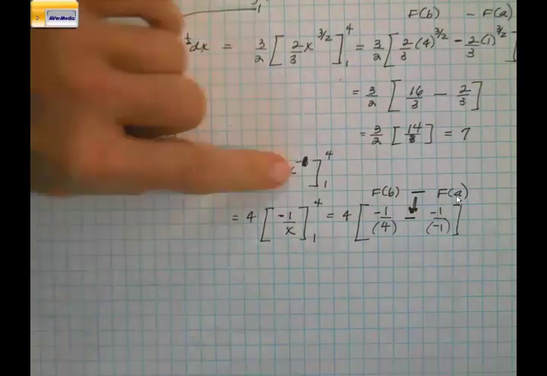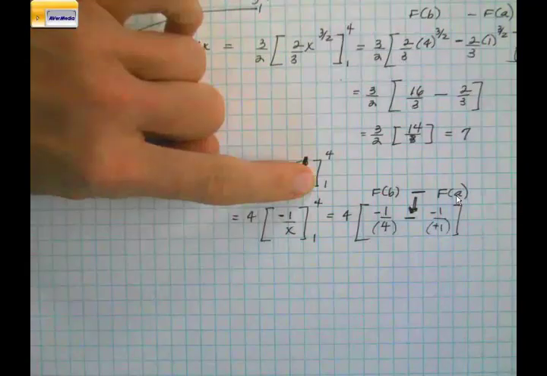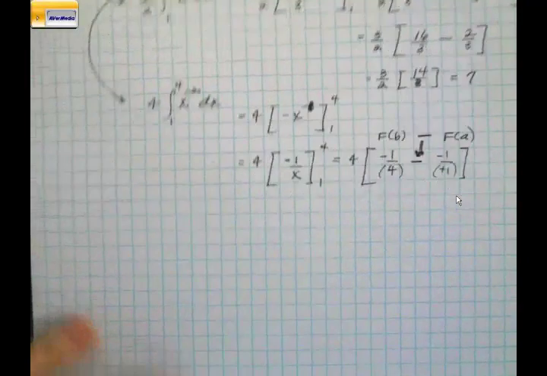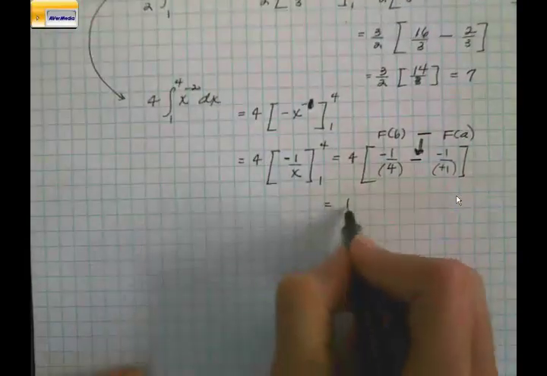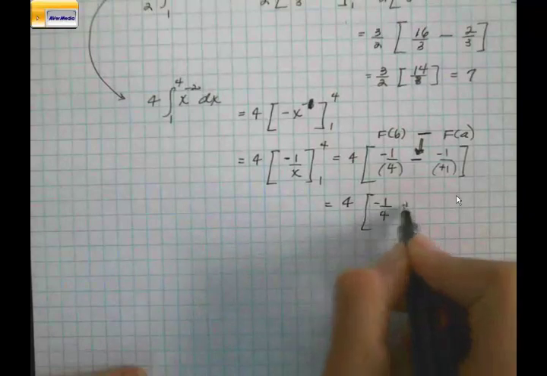Yeah, okay, this is a positive one. I'm getting carried away, huh? That's a positive. I'm getting a little carried away here with all these negatives. So this is 4 times a negative 1/4 plus 1, right?